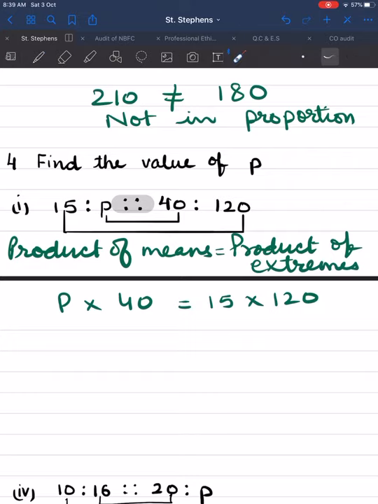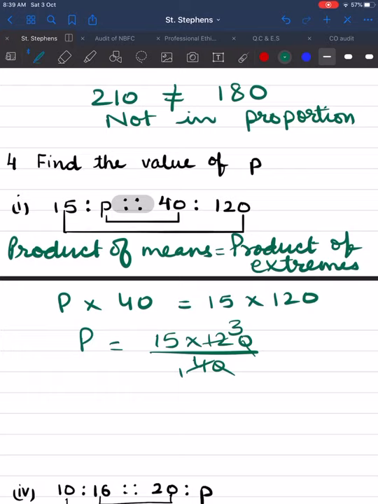Now let's transpose 40 to the other side. Here 40 is being multiplied by p. When we transpose it to the other side, it will get divided. So p is equal to 15 into 120 upon 40. Cancel out 0 and 4 3s are 12. So we get p equal to 15 3s are 45. So the value of p is equal to 45.